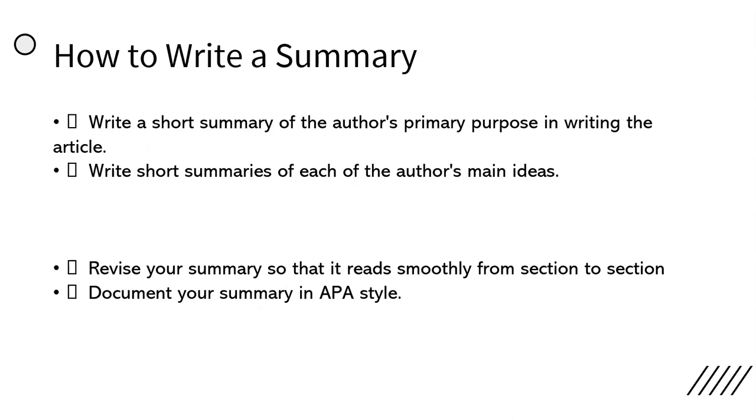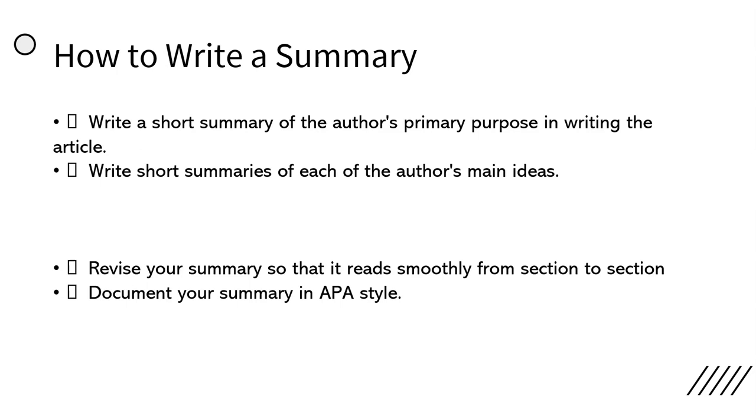Okay, how do you even begin writing a summary? The first thing to do is to write a short summary of the author's primary purpose in writing the article or the chapter. What are they trying to do? Are they trying to explain a study that's been done in some type of a setting? Are they reviewing literature? Are they introducing a concept or an idea? What is the purpose? And you can actually even ask yourself that as you're reading the article or the chapter. What is the main purpose of this article or chapter? What is the main idea that this author is trying to get across?